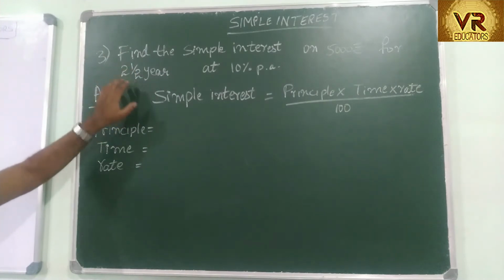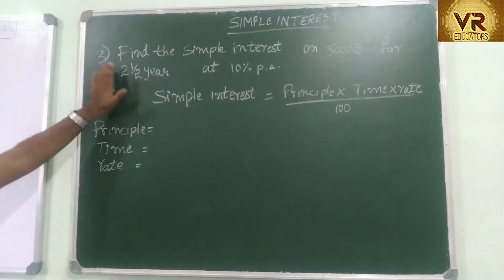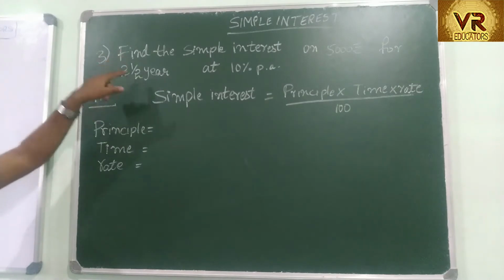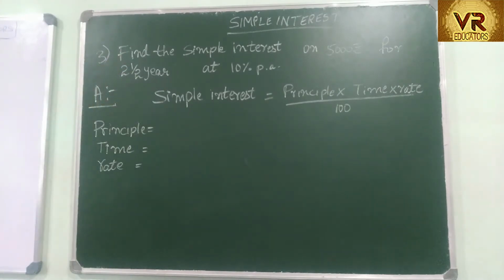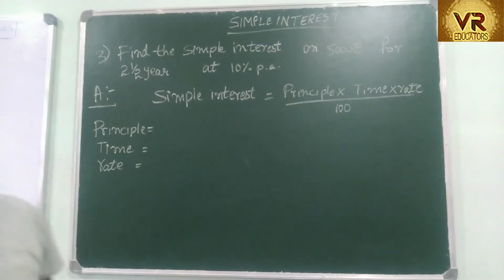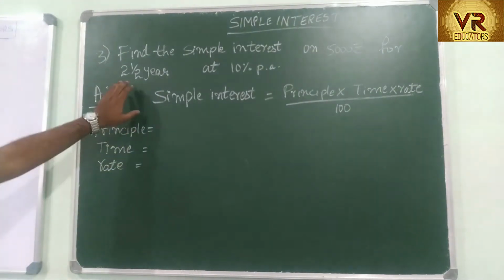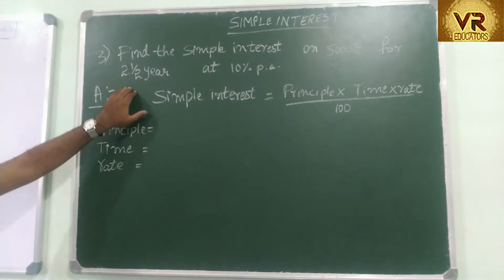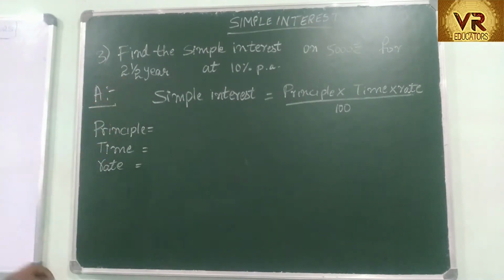So it is a mixed fraction 2 1 by 2. This is not 21 by 2. This is 2 1 by 2. Okay. So what you can do here is write it as it is or convert it into an improper fraction. Okay.